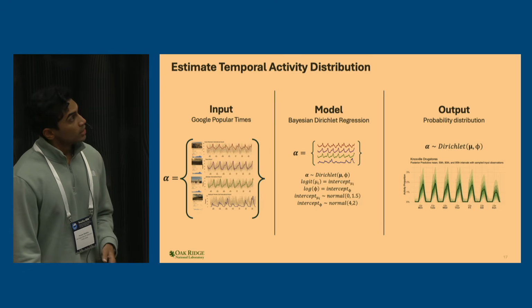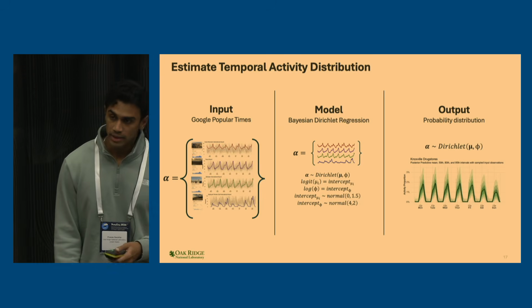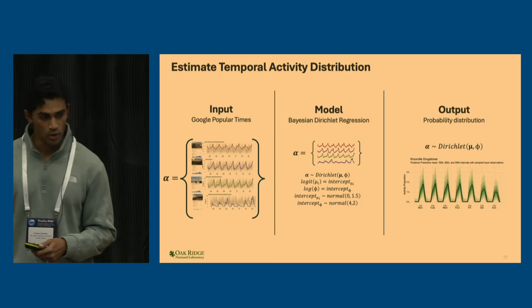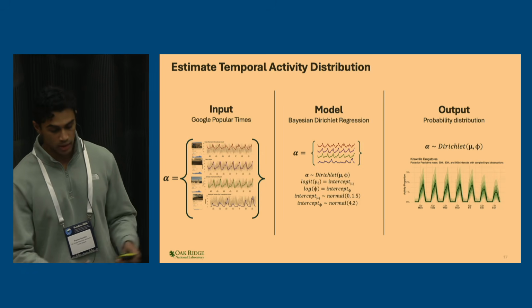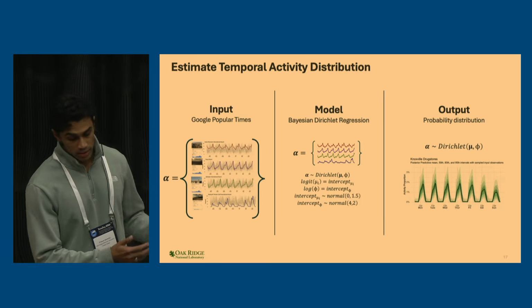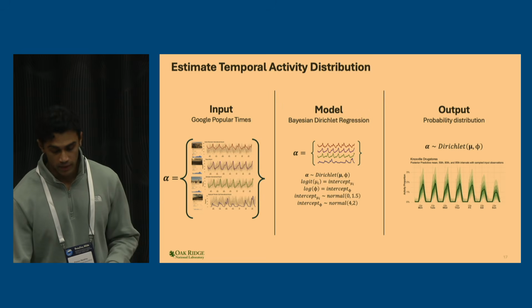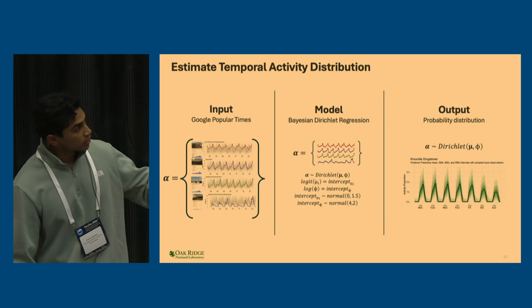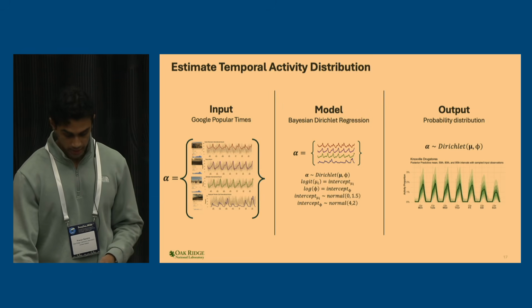For this project, we leverage Google Popular Times. It's publicly available, has broad global coverage, so it's a good starting point. Our model is a Bayesian Dirichlet regression, and the output that we're expecting is an hourly occupancy rate that is detailed just like that.